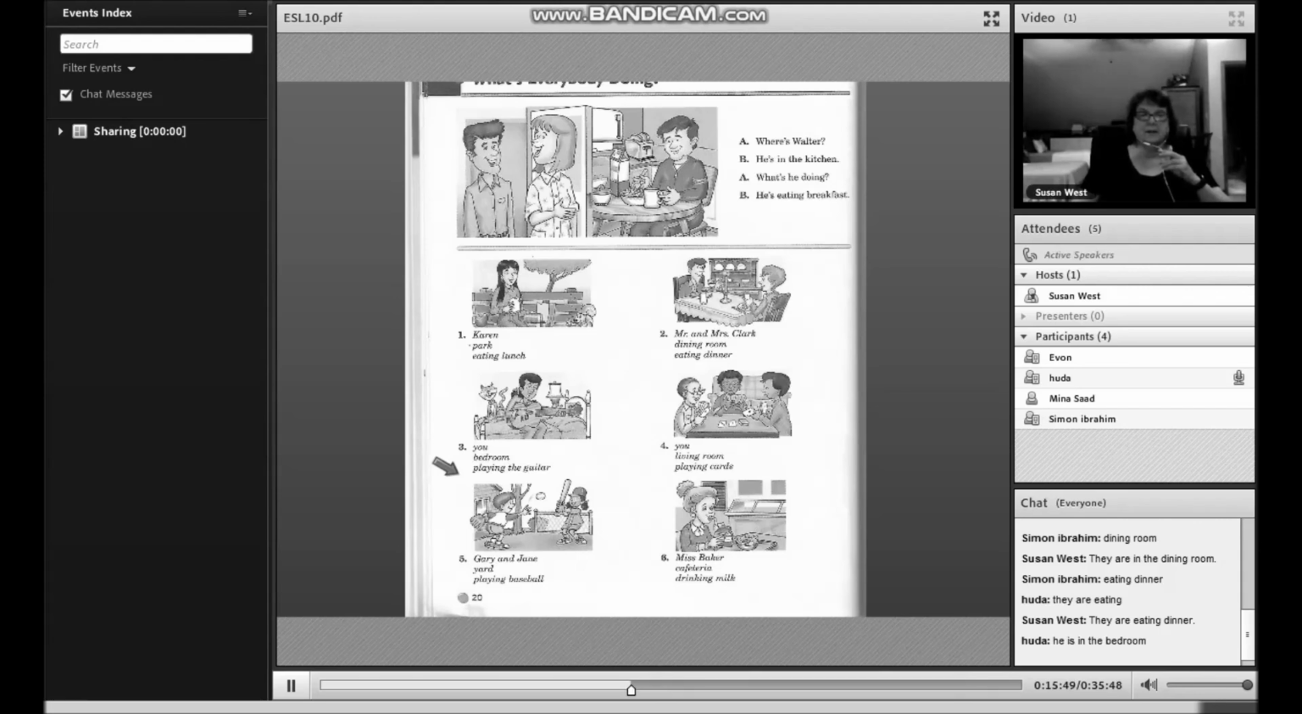Simone, can you type what he's doing? Where's Walter? He's in the bedroom. What's he doing? He's playing the guitar. Good. He's playing guitar. All right. Number 4. Where are they? Good, Simone. Thanks. Number 4. Where are they?